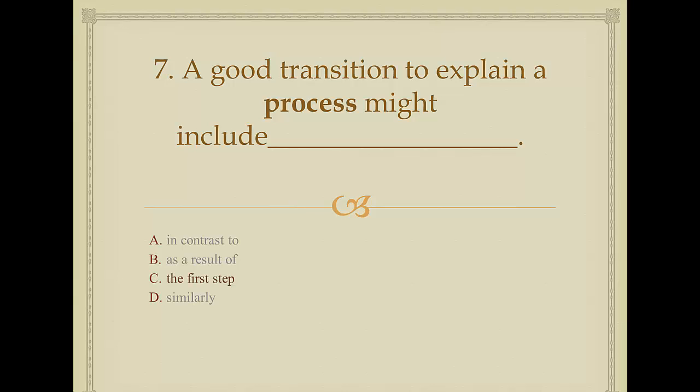Transition words are words which move a paragraph forward. They help it flow from one idea to the next with some style. A process paragraph explains a series of steps. Since process writing is best expressed in time order, the transition words you choose would help to show time progression. Words like first, second, next, and finally are all good transition words to accomplish this. So the answer is C, the first step.